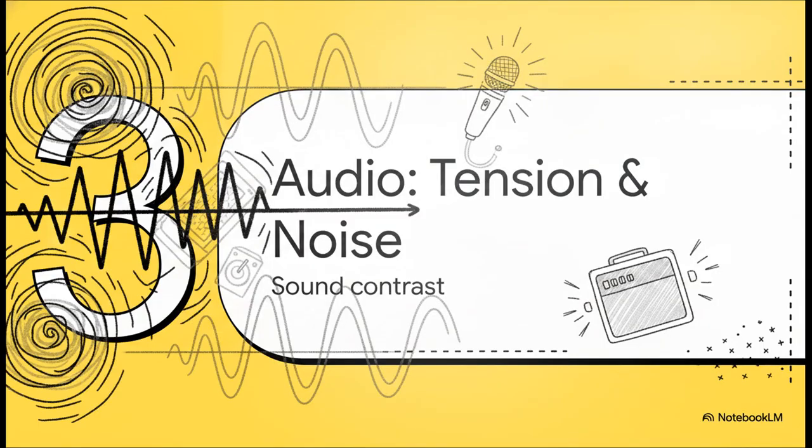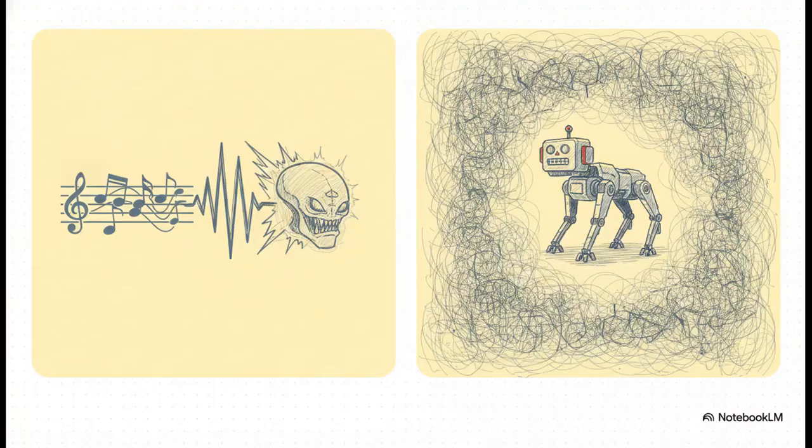All right, moving to Section 3, Audio, Tension and Noise. This is where we shift gears away from the quiet serenity of visible light and plunge head first into the mechanical, high-stakes world of sound. You know, there is a massive, massive difference between intentional and unintentional sound contrast.